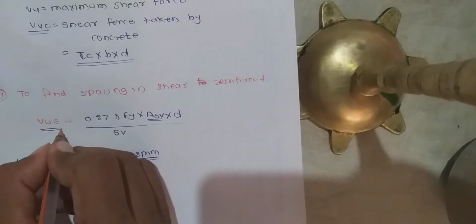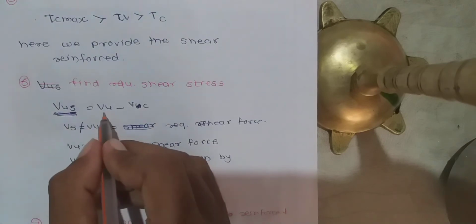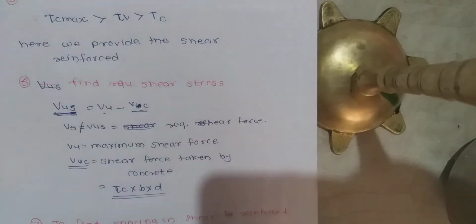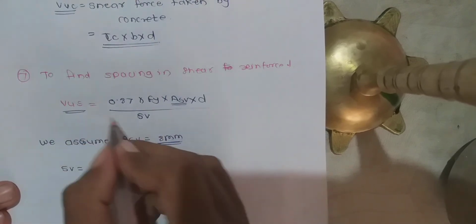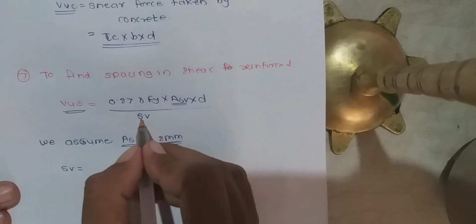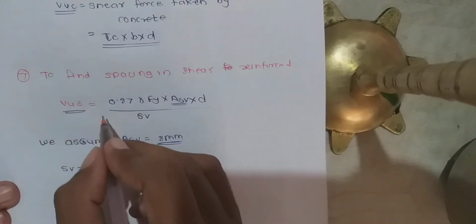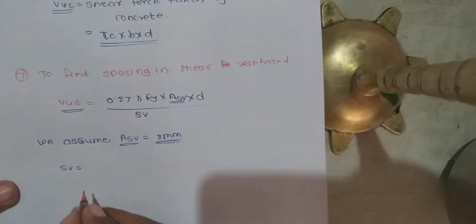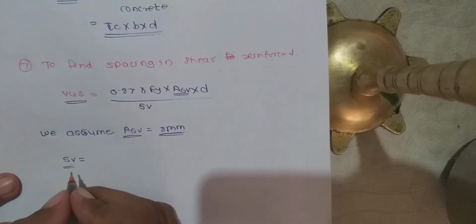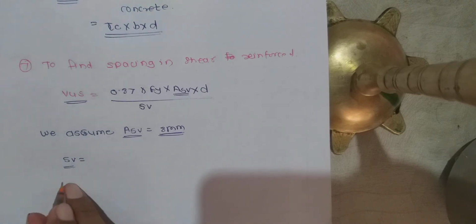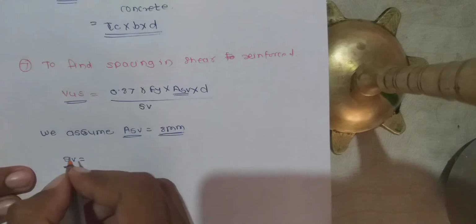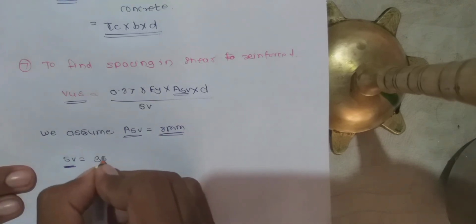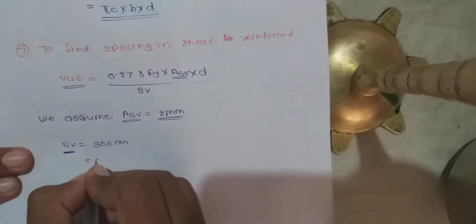So Vus is found from this equation: maximum shear force minus shear force taken by the concrete. And here we get the spacing Sv by transferring this formula, with Vus in the denominator. Sv, the maximum size given by the IS Indian Standard, means the spacing for the vertical stirrups does not exceed 300 mm and also 0.75 d.